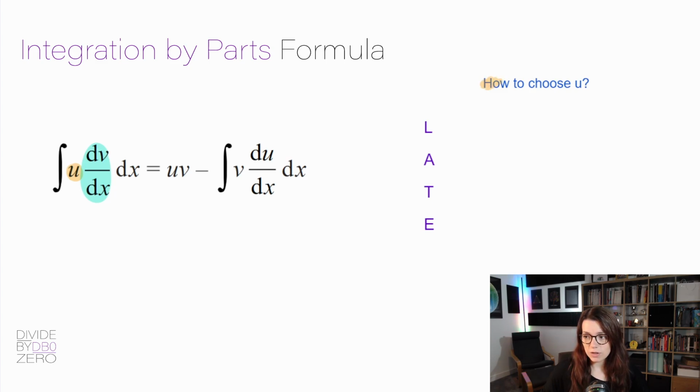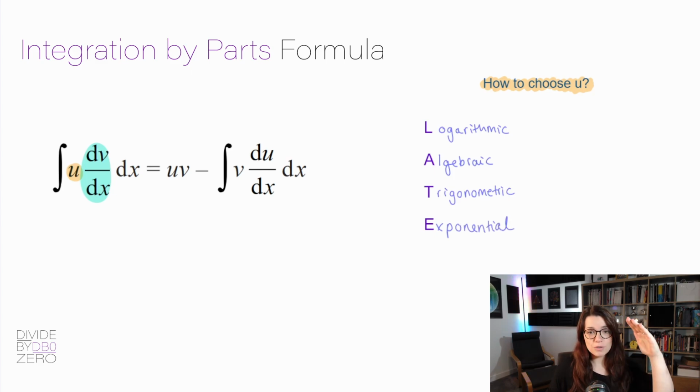There is a trick you can use to help you choose which function should be u, and that is the LATE acronym. LATE stands for logarithmic, algebraic, trigonometric, exponential. And you choose your u function in that order, running top to bottom. I'll show you how that works in the examples now.